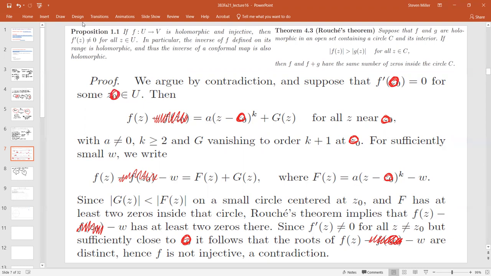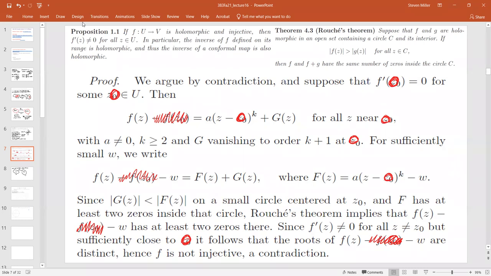So what does it mean if I say the first derivative is not zero? Well, my function is holomorphic. Holomorphic means analytic, so I have a series expansion. And because I've now adjusted it so that f of zero is zero, there's no constant term in the Taylor series expansion. Because we're assuming the first derivative is zero, there's no linear term in the Taylor series expansion. So the earliest it can be would be something like a z squared.